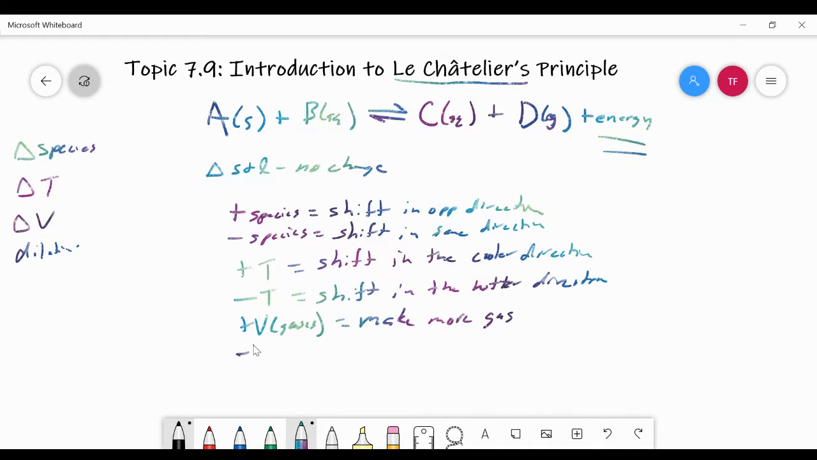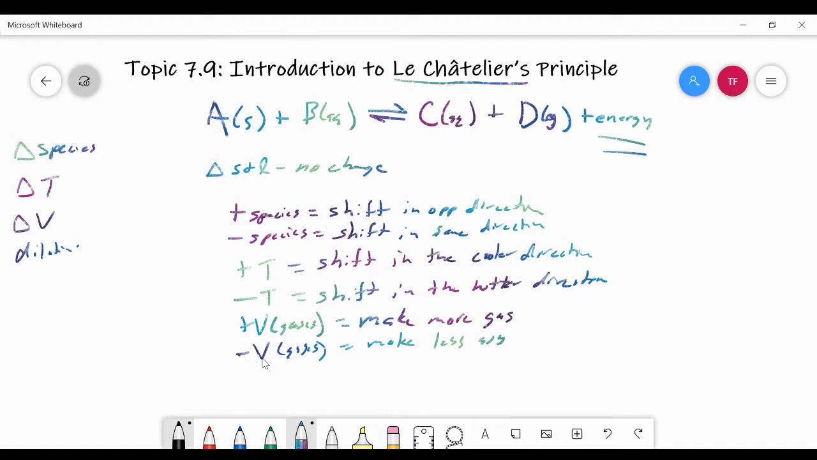What about if you decrease the volume? Again, this is only for gases. Then the reaction is going to make less gas. It's going to shift away from the gas. So if you compress the gas, there's not enough room for the gas to occupy anymore. It's going to be pushed into the solution, and it's going to shift away from the gas to the reactants in this particular case. So with gases, if you expand the volume, it's going to make more gas. If you decrease the volume, it's going to make less gas.